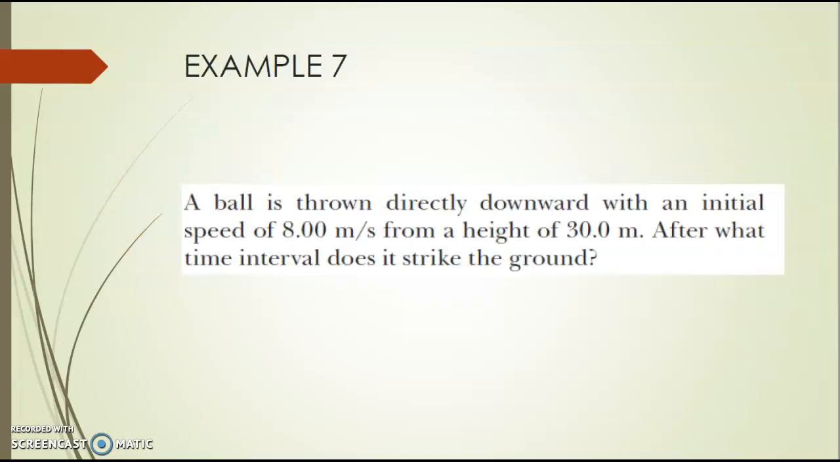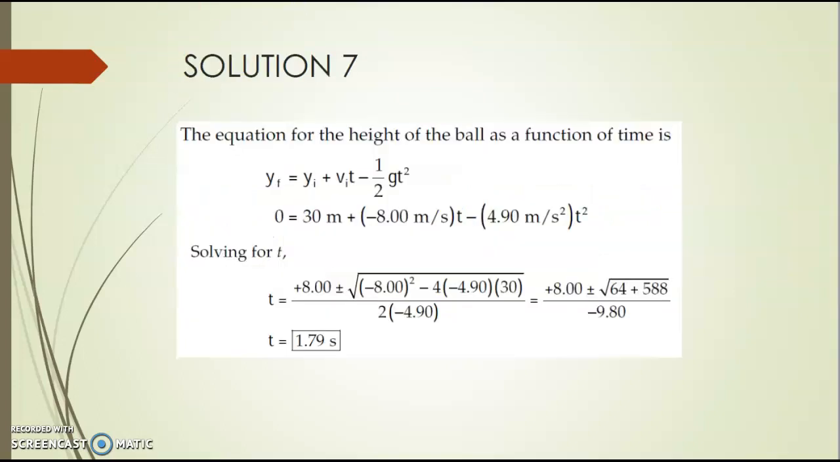Now, a ball is thrown directly downwards with an initial speed of 8 meters per second from a height of 30 meters. After what time interval does it strike the ground? The equation for the height of the ball as a function of time is this one: y final, that's the final height, is equal to initial height plus Vi t minus 1/2 a t squared, and our acceleration is the gravity.